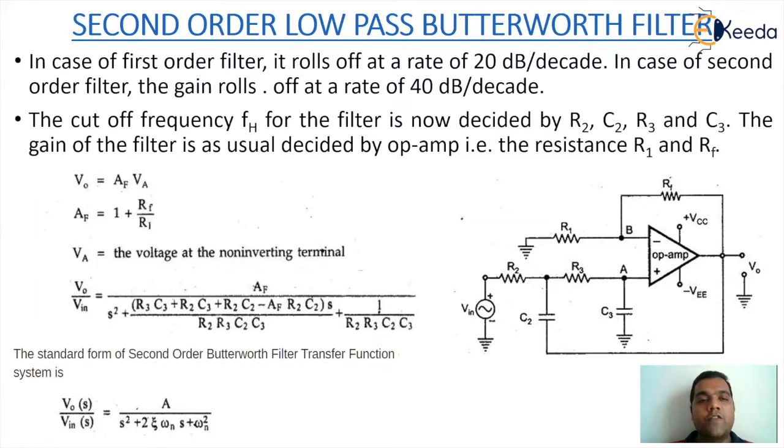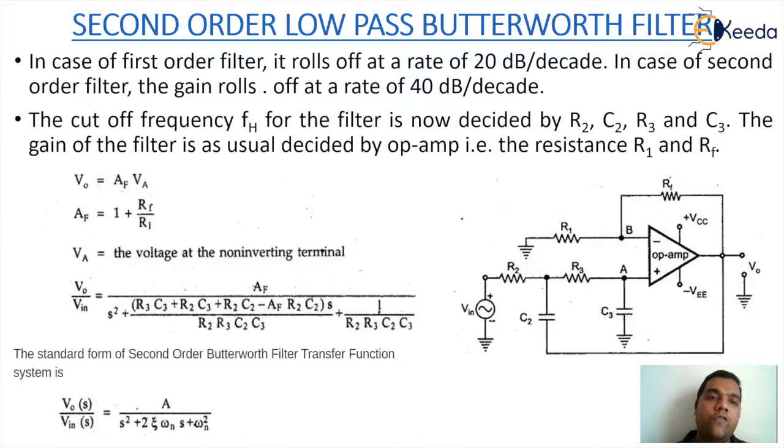The second order low pass filter is basically a better version of the first order low pass filter, where instead of using one RC filter we use two RC filters. Because of this we get a better gain roll off of approximately 40 dB per decade, compared to the previous case where the roll off was only 20 dB per decade. The cutoff frequency of this filter is defined as FH and is controlled by the component values R2C2 and R3C3, whereas RF and R1 control the gain of the system.